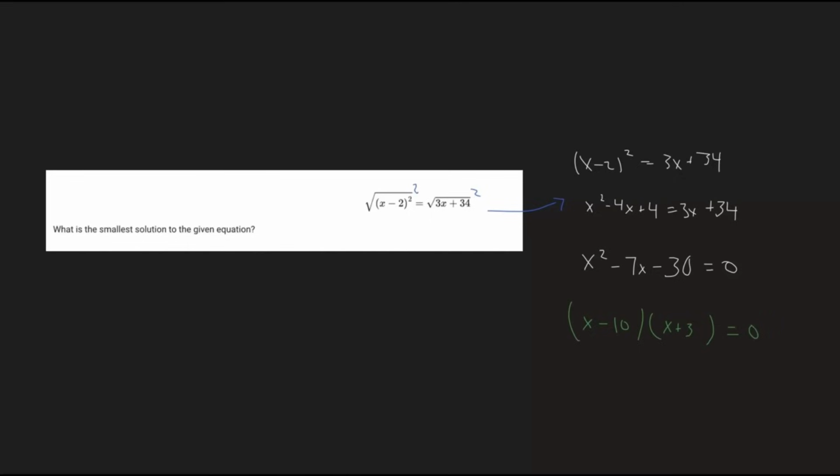And so now we want to solve for the x values, right? So we can just set both of these equal to 0. So we have x minus 10 equals 0, and x plus 3 equals 0. And so we can find that x equals positive 10 and x equals negative 3. And so it wants the smallest solution to the given equation. And so we can clearly see that negative 3 is smaller than positive 10, and therefore negative 3 is going to be our answer.